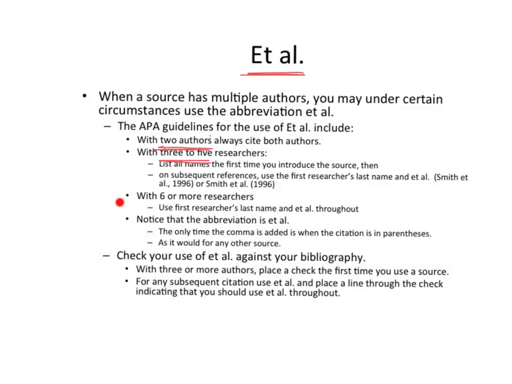With 6 or more researchers, this is just so many researchers that they only make you write the first researcher from the very beginning. So throughout the entire paper, if there's 6 or more authors, I would only expect you to write Smith et al. 1996. This is more common in the medical field, exercise physiology, and so on, not as common in our other fields. Again, notice the et does not have a period, the al does. Make sure you do that appropriately. Make sure you check the use of et al. against your bibliography.